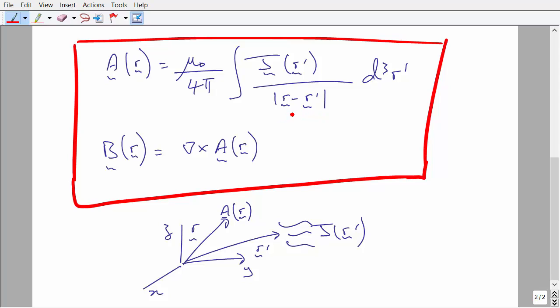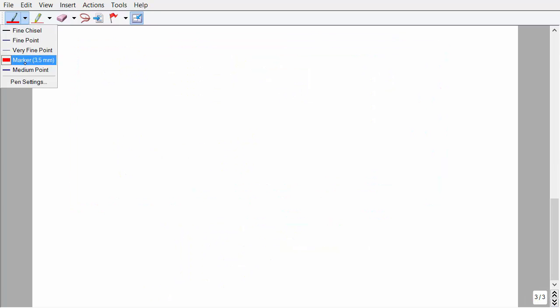So if we want to calculate the vector potential A at a position R, due to a current density element J at R prime, then this is the equation that we would use. Having obtained the equation for A, we can then calculate B by taking the curl of the A field, and this is going to be the subject of this segment. So we're going to return to our current loop problem and calculate the vector potential and then the magnetic field.